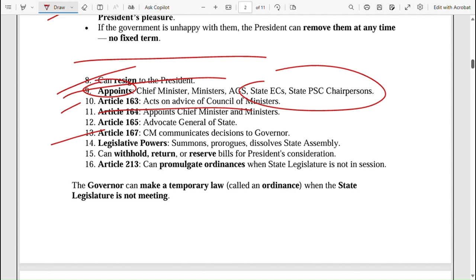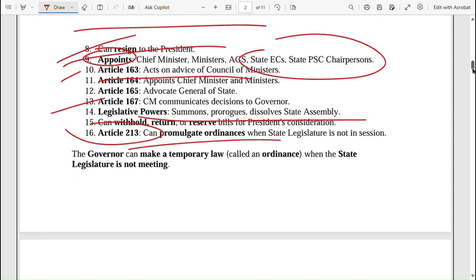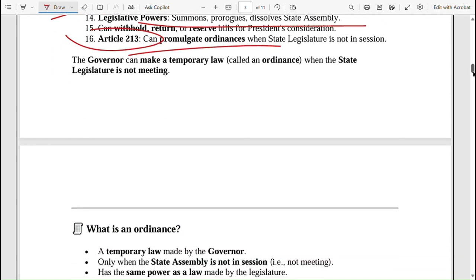And what are the legislative powers of the governor? Same thing: summons, prorogues, dissolves the state assembly. And the governor can also withhold, return or reserve a bill. If any bill has to be passed and the governor feels it is not okay, he can withhold it. He can reserve the bill as well. He has that power. What does Article 213 say? He can promulgate ordinances, same as the president. It was 123 for the president, right? Here it is Article 213. He can promulgate an ordinance when the state assembly is not in session, as I told you. Same case as the president.